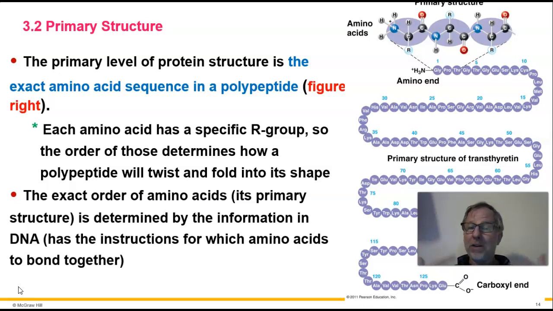Now, the order or sequence of amino acids, the primary level of structure, is determined by the information in your DNA. That's what much of your DNA is all about: having information, genetic code, for which amino acids to grab in your cells and build proteins. So that's what determines the sequence or order of the amino acids, your genetic code, your DNA.